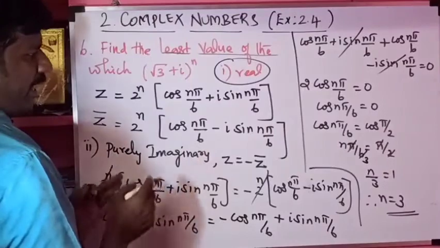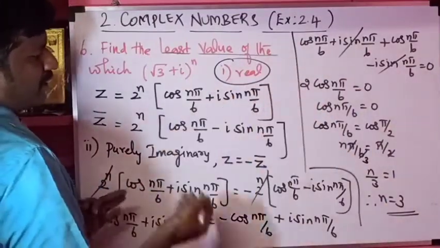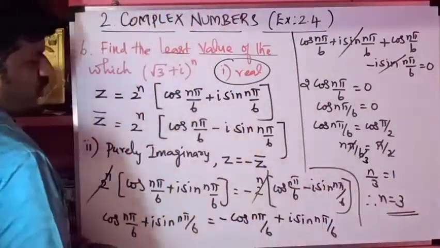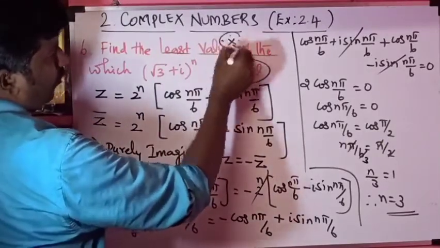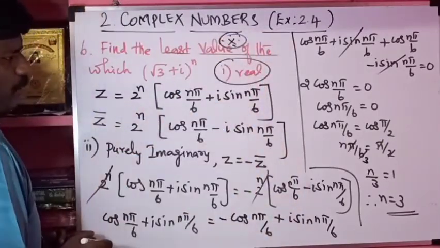இப்போ ரியலா இருந்தா n equal to 6 வந்தது, இமேஜினரியா இருக்கும்போது n value 3. So this is the answer. This is very important problem, right? புரிஞ்சுதுங்களா? இப்போ next problem பார்க்கலாம்.